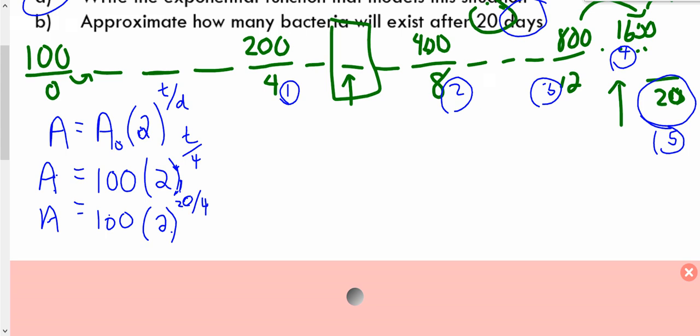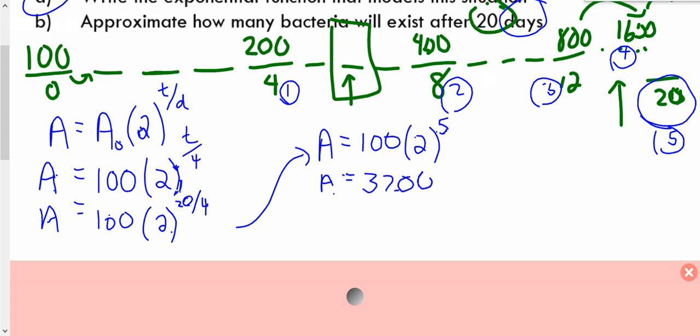And so this becomes 100. How many times did it double? 5 times, because 20 divided by 4 is 5 times. What's 2 to the exponent of 5? 32. And what's 32 times 100? And so putting this all into our calculator, we're going to get that 3200 that we already knew because we could count just by looking at the timeline. Okay, so 3200 bacteria are going to be present. Bacteria exist after 20 days.